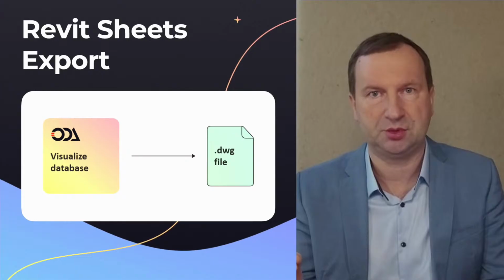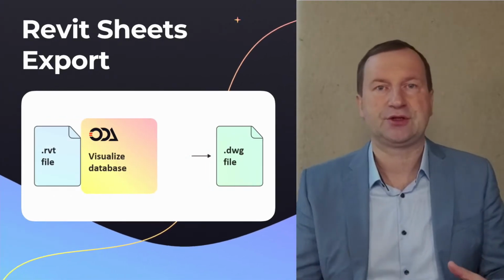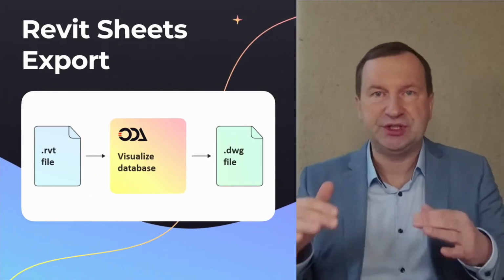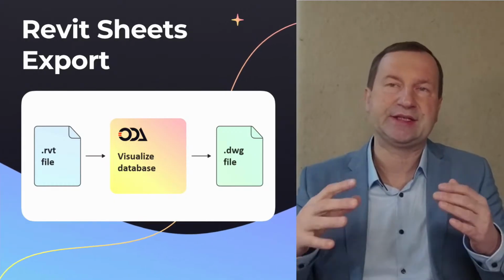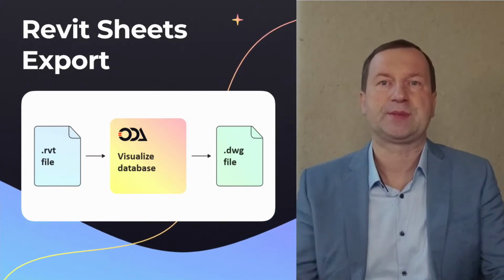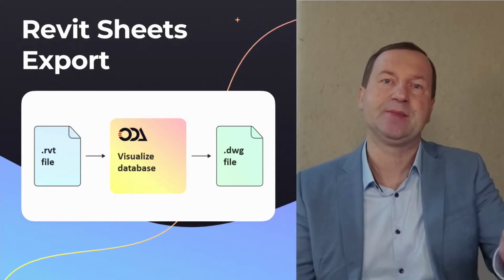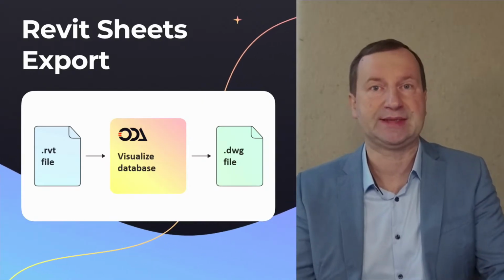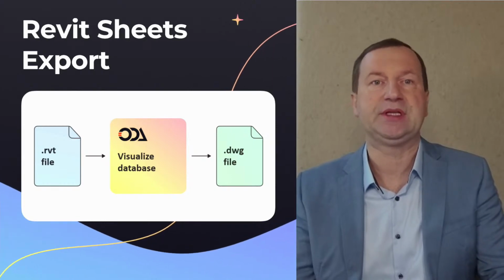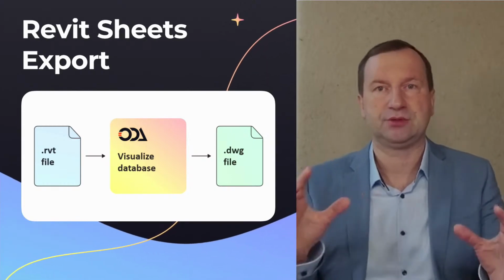Visualize database to DWG. Thus, Visualize can serve as an intermediary in the two-step process for exporting Revit sheets to DWG. In the first step, data is imported from Revit into Visualize, and in the second step, it's exported from Visualize to DWG.